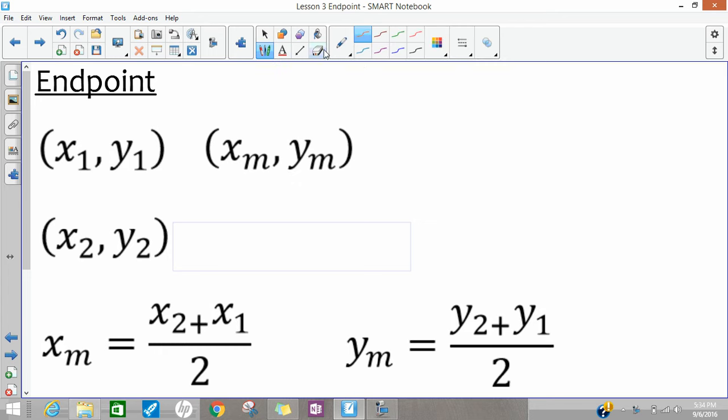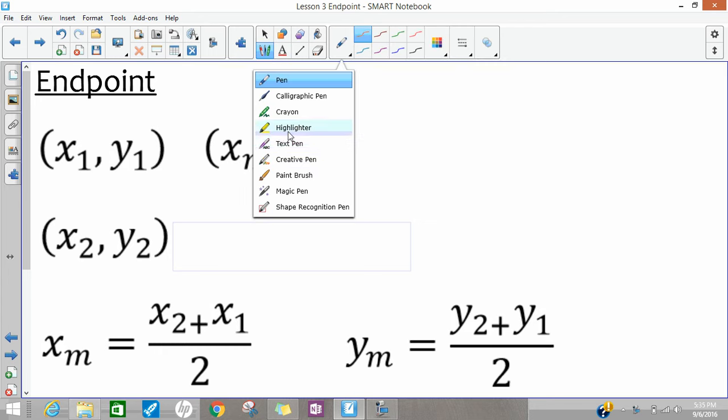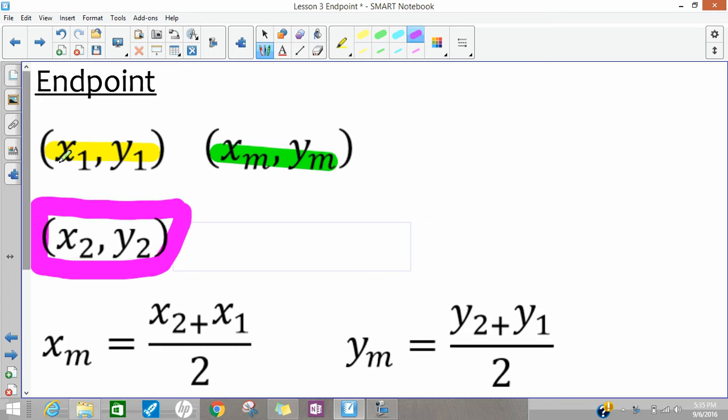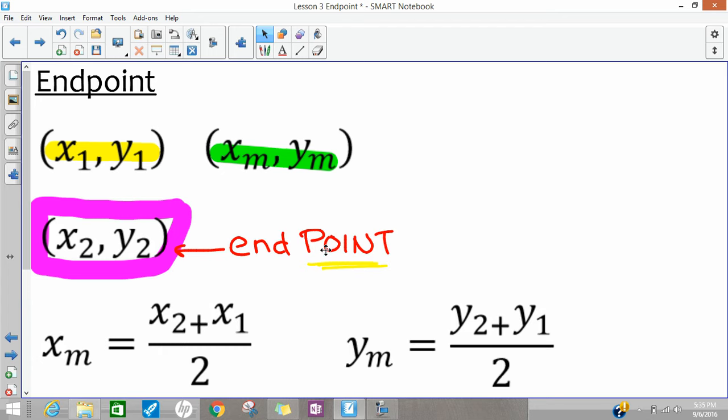So today we're going to be given one endpoint, x1, y1, and then we're also going to be given the midpoint xm, ym, and we're looking for the other endpoint x2, y2. So we're still going to use these two equations to find x2 and y2. We're going to plug in the information we know, solve for x2, solve for y2, and then we'll end up with an endpoint. So again, our answer is in parentheses, an x and a y.